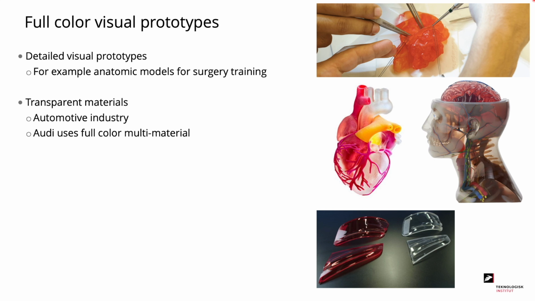Here you can have very detailed visual prototypes, and this is often used in, for instance, surgery, where surgeons have anatomic models for surgery training so they can prepare before an operation by looking at a model that is an exact replica of what the patient looks like inside. Another popular use is for transparent materials. This is often used in the automotive industry, for instance by Audi, who uses full-color multi-material for their prototypes.